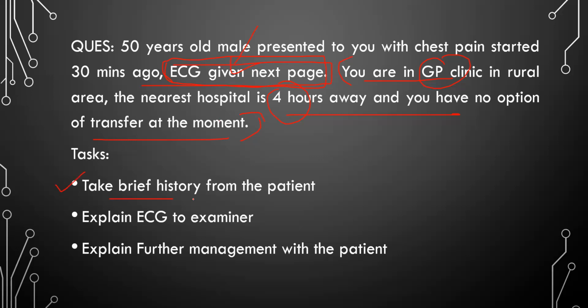And the task is a brief history from the patient. That means you don't need to bother about any other differential diagnosis here. That's why there are 3 tasks which you can't finish if you need to take a full chest pain history with all other DDs. You already know that this patient is having a myocardial infarction. What do you need to find out? You just ask about the chest pain history, whether it is the first time or not, and some ABCDEFS, the risk factors of having a heart attack. That's all that you ask here.